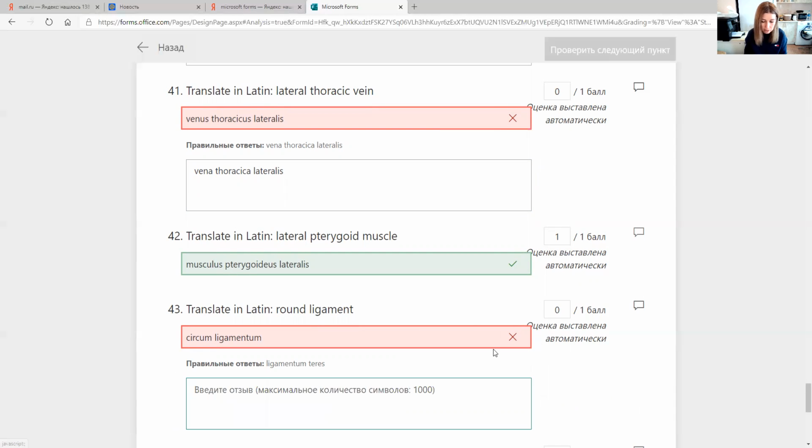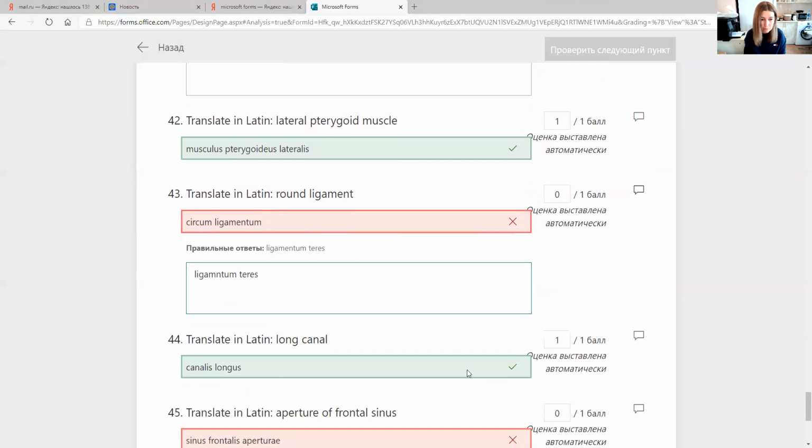The next, round ligament. Okay, ligament is ligamentum. Nominative case. Round is an adjective of third group. Third group are special adjectives that have just one form for all three genders. We know that round is teres, teres masculine, teres feminine, and teres neuter. Ligamentum teres. Or you can also use rotundum. Rotundum means also round, but we didn't study this word, so I recommend using ligamentum teres from our vocabulary.